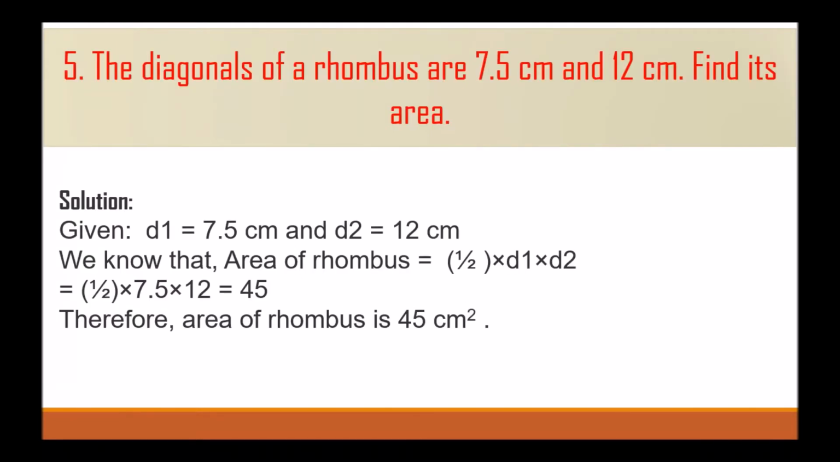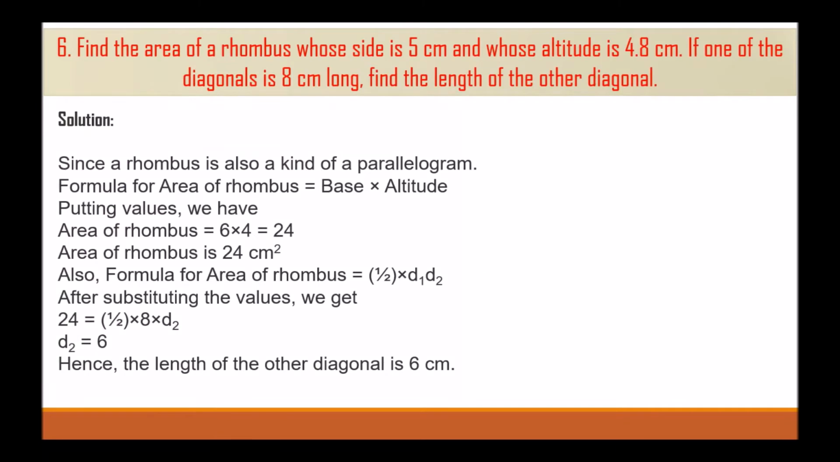Fifth question. The diagonals of a rhombus are 7.5 centimeter and 12 centimeter. Find its area. So D1 is given 7.5 centimeter, D2 is given 12 centimeter. We know that area of a rhombus equals half into D1 into D2. So half into 7.5 into 12. So we'll get 45. So the area of the rhombus is 45 centimeters square.